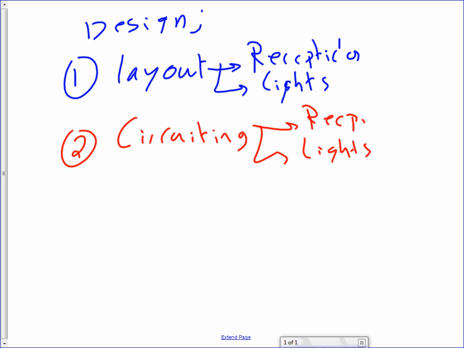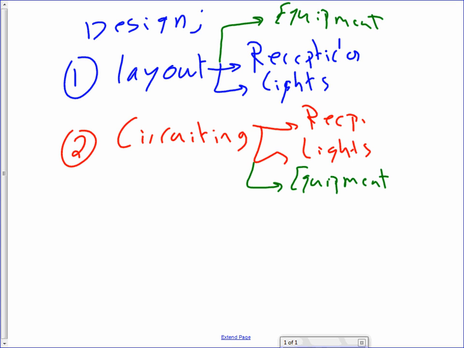With this, I'm also going to add, you guys are familiar with these ones, equipment. Equipment needs to be circuited as well. So we need to lay out the receptacles, lay out the lights, lay out the equipment, and everybody knows what layout is. On a piece of paper, show where they should be located. And then we need to circuit them. Then you're done. That's what designing a system is.